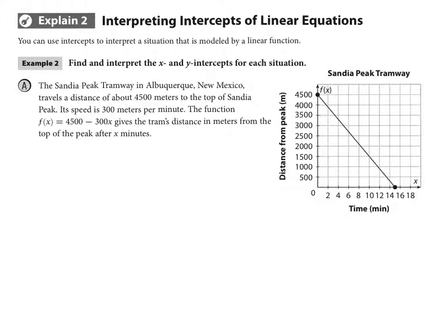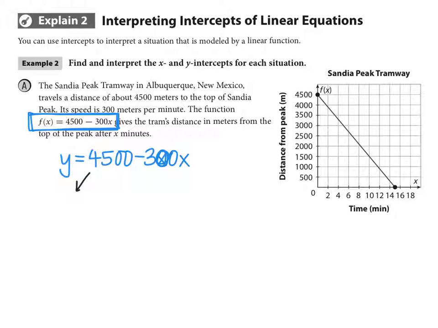Okay, we can also find x and y intercepts even if our equations are not written in standard form. Remember that f of x is similar to the variable y, so we could rewrite this to say y equals 4,500 minus 300x. Whoops. All right, and then we can use that. It's not as easy, but we can still use that to find our two intercepts.